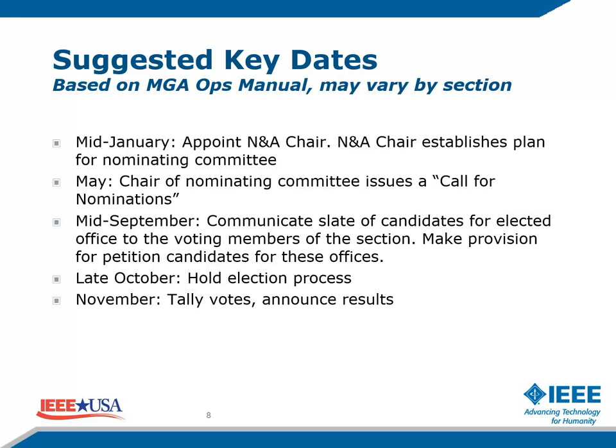And key dates, again, this is based on what's in the ops manual. It can vary by section. So it's saying mid-January, appoint the NNA chair. That's reasonable, like you're just appointing everything around that. Like everything that's not elected. May issue the call for nominations around mid-September, communicate the slated candidates, and then make provision for petition candidates. And that way, if any come in before you start the election process, then you can get them added to the ballot as well.